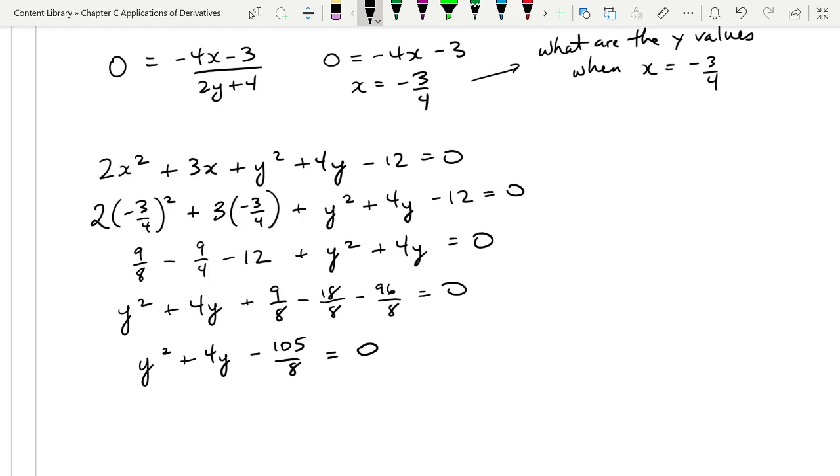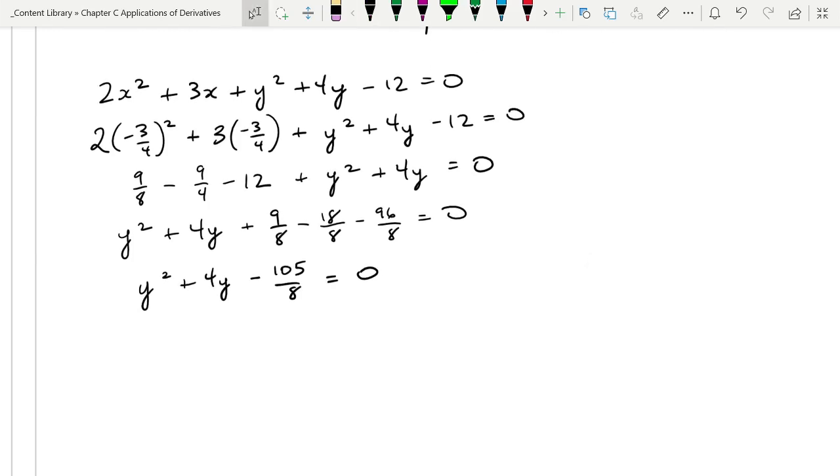Okay, you should have 3 tools in your toolbox from grade 11 that you could rely on here. I think factoring's out. I don't want to try factoring with a fraction. And although I can get rid of the fraction fairly quickly, I can multiply everything in the equation by 8. That might make my life a little easier, actually. But I still don't really want to factor that.